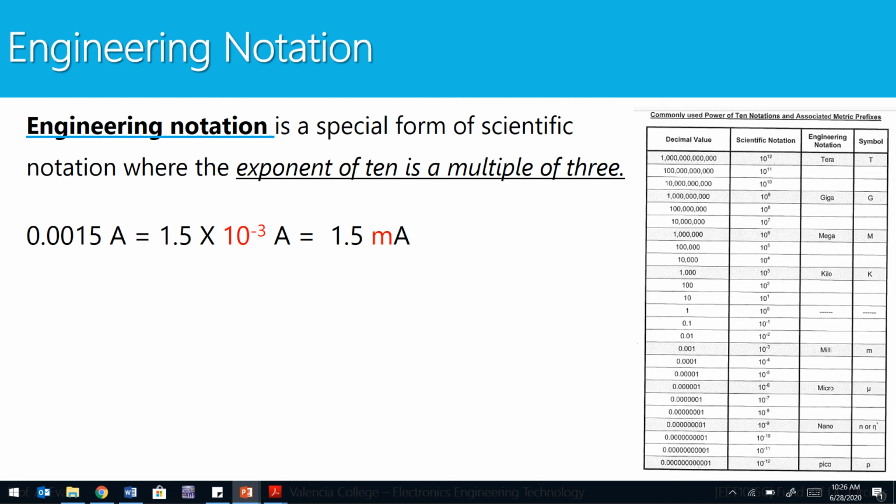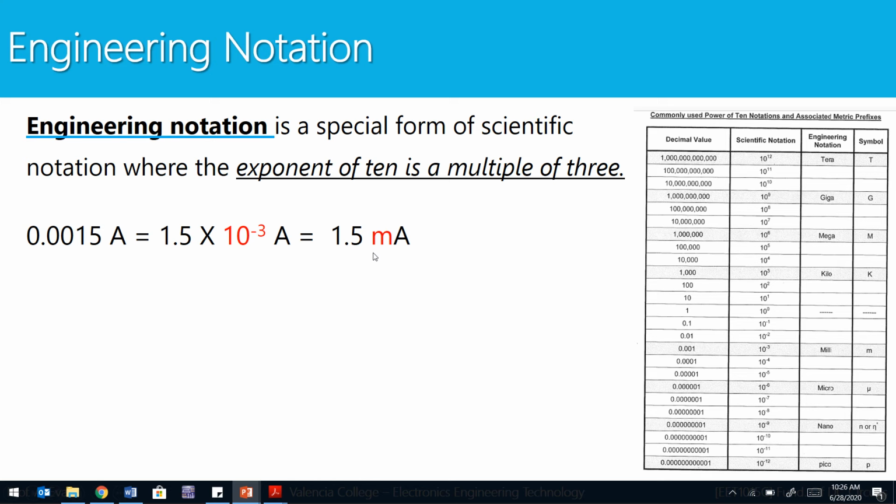Now, as an engineer, anytime I see the prefix milli, I automatically know that I don't actually have 1.5 of anything. I have 1.5 times 10 to the negative 3 of that particular number. So as an engineer, we're always going to write numbers in engineering notation, and we're always going to interpret numbers using engineering notation, knowing that we can't necessarily take a number at its face value. The notation tells us how big or small that number actually is.